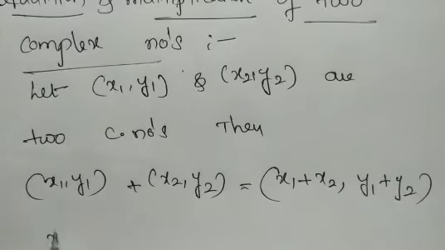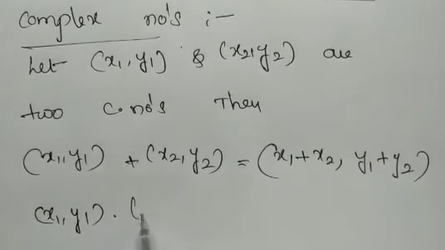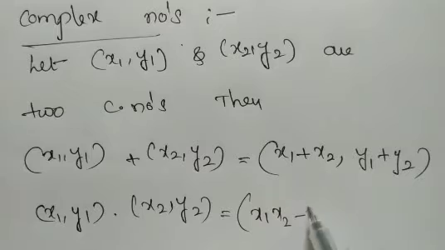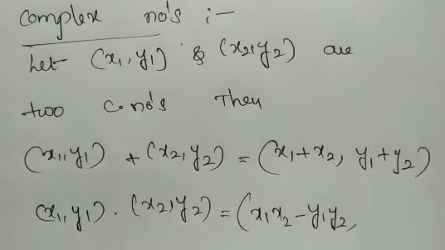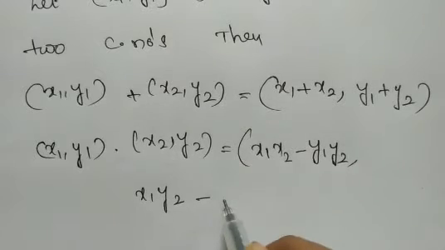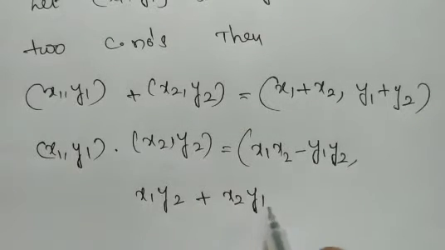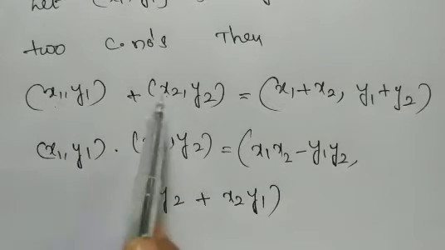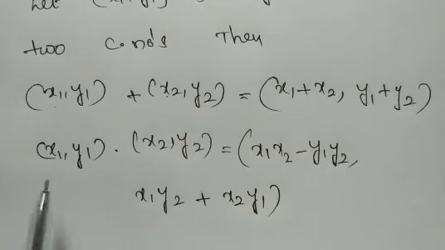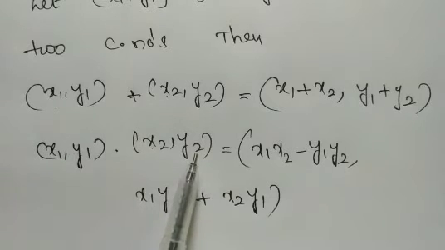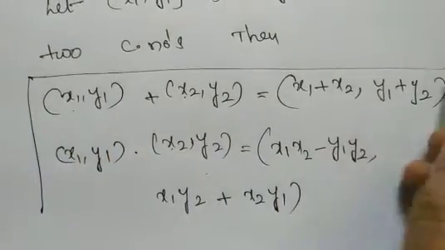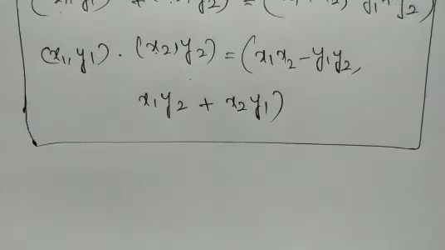And multiplication, that is x1 comma y1 into x2 comma y2 equal to x1 x2 minus y1 y2 comma x1 y2 plus x2 y1. So this is the multiplication. So the addition is x1 plus x2 comma y1 plus y2, and the multiplication of two complex numbers is x1 x2 minus y1 y2 comma x1 y2 plus x2 y1. These are the addition and multiplication of two complex numbers.